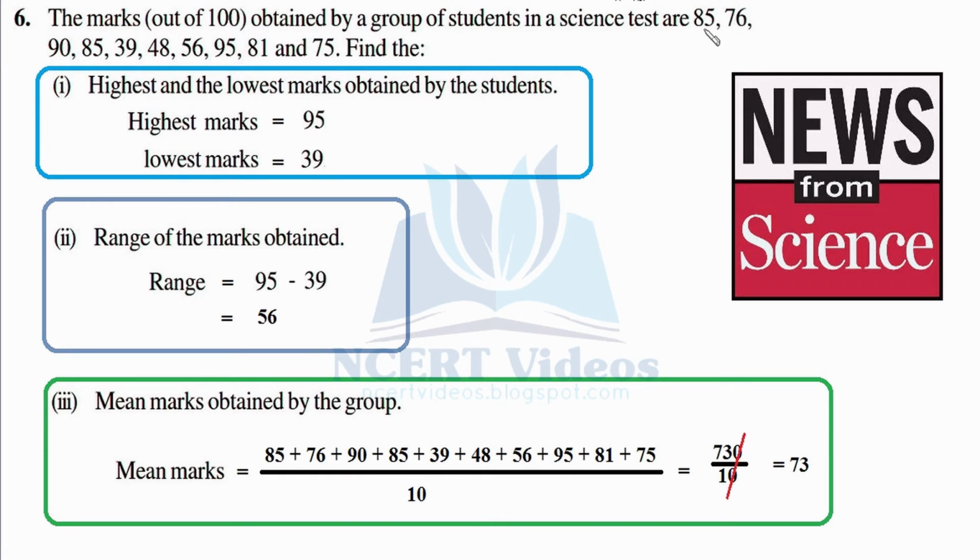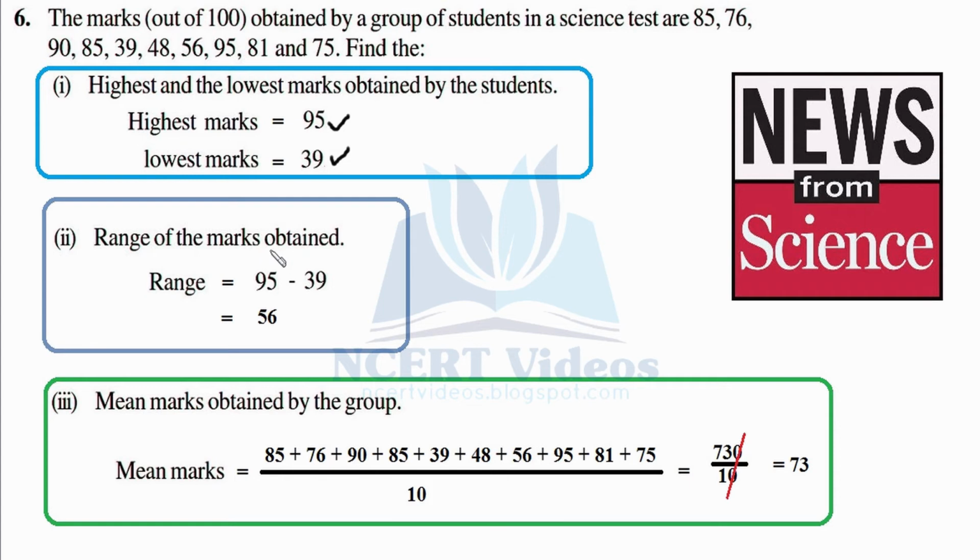Obviously, when you see it, 85 is greater than 76. So 90, now 90 is highest till so far. So when you see, now 95 is the highest. So you can conclude that 95 is highest marks. Lowest marks: now 76 so far, 39 so far, and when you see it is 39. So lowest marks is 39.